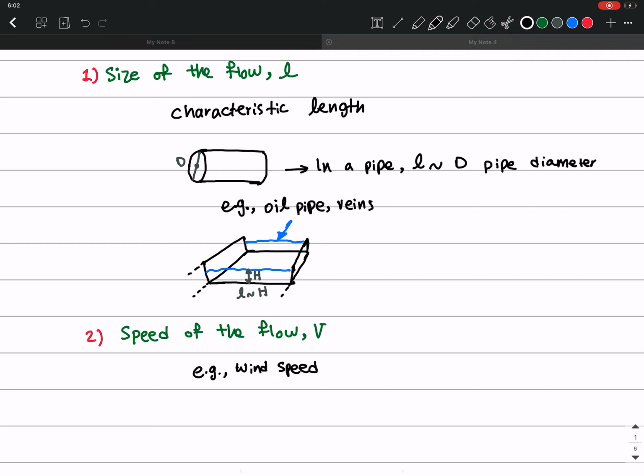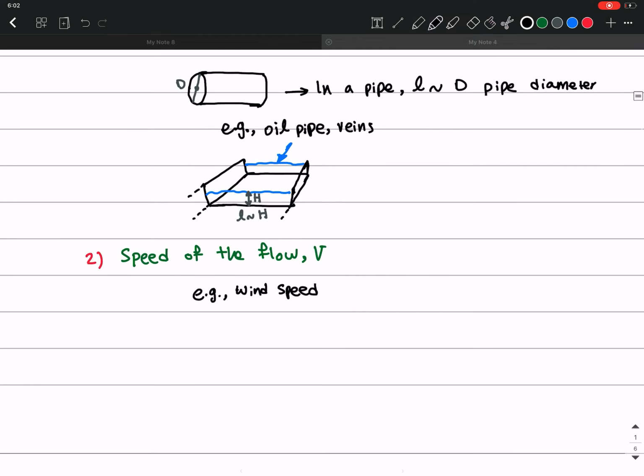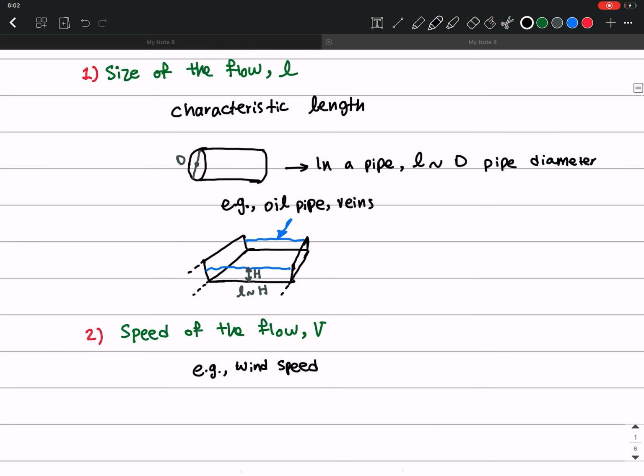And also for example pipe flows, they also have some speed, right? They flow in a pipe or a channel, so they have a speed, and we call that the speed of the flow. And that's also a very important parameter in our fluid mechanics problems.